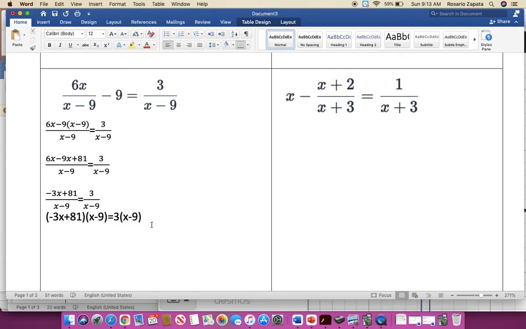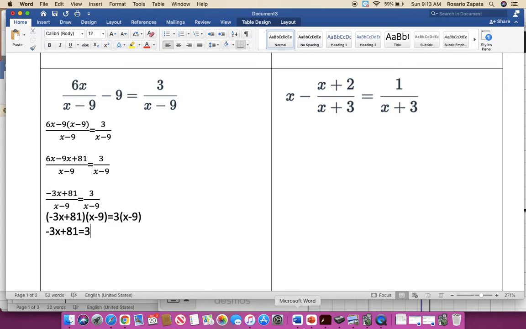Okay, now, by the division property of equation, we can just divide x minus 9. And so that leaves us with negative 3x plus 81 is equal to 3. So as you can see, we can just cancel the denominators if they are the same.